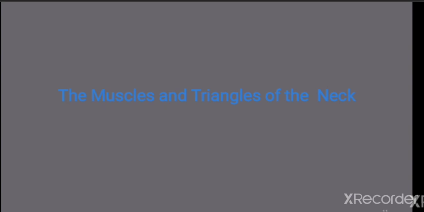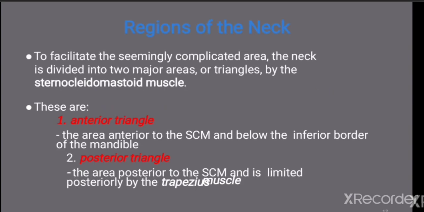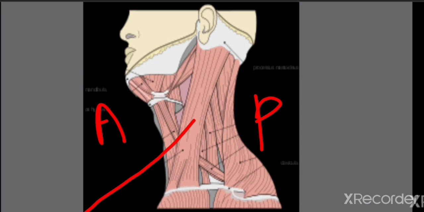Now the muscles and the triangles of the neck. To facilitate study of this seemingly complicated area, the neck is divided into two major triangles, that is the anterior triangle and the posterior triangle, with the help of a muscle known as the sternocleidomastoid muscle. So the area which is lying anterior to the sternocleidomastoid muscle and inferior to the inferior border of the mandible is known as the anterior triangle, and the area which is lying posterior to the sternocleidomastoid is known as the posterior triangle. So here we have the sternocleidomastoid muscle. The area in front of it is the anterior triangle, and the area behind is the posterior triangle.